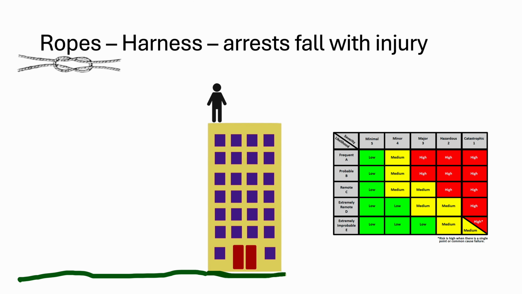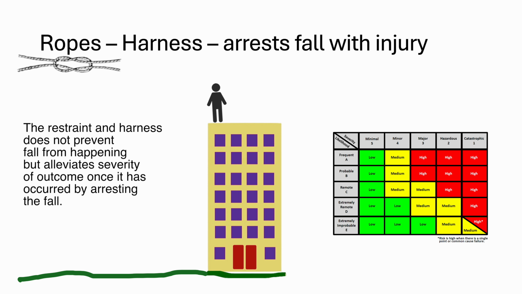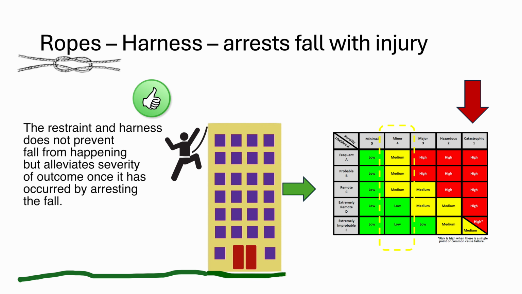Next, let's discuss ropes, symbolized here by safety harnesses and restraints. These controls serve to arrest a fall mid-event, reducing the severity of the outcome. Unlike nets, which passively catch the fall, safety harnesses actively restrain or stop the individual during the fall process, preventing catastrophic consequences.